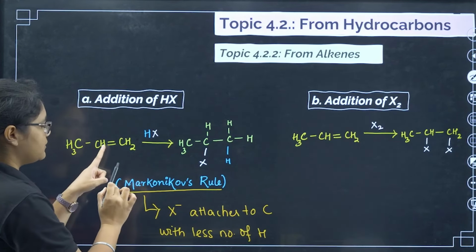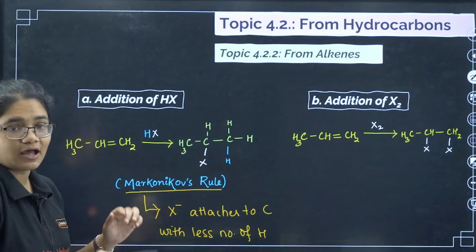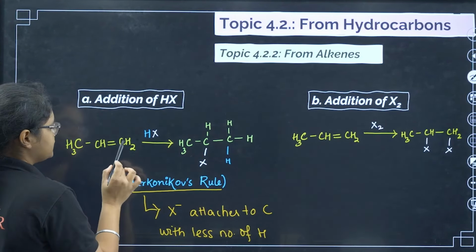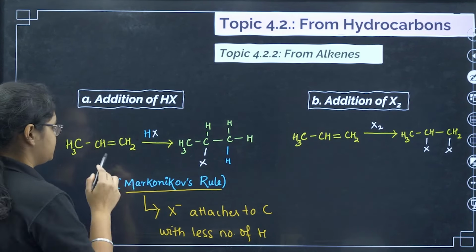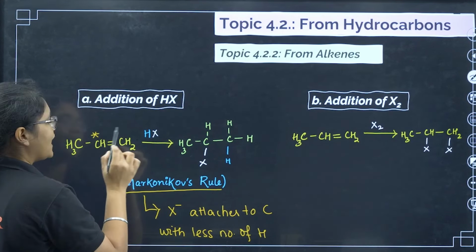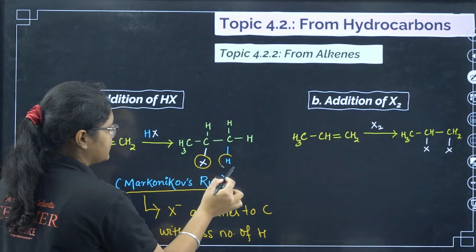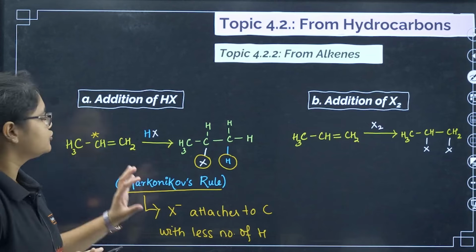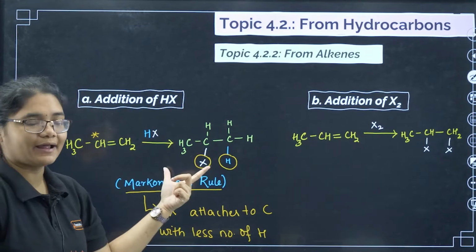Okay, now for example, if you see I have taken propene, and this double bond will break. One double bond will break, and of the two carbons, to one carbon H will be attached, to another carbon X will be attached. Now if you see, here only one hydrogen is there, here two hydrogens are there. So the carbon which is having less number of hydrogen, which one is that? This one, right? To that X will be attached. So this bond will break, H will attach here and X will attach here. Okay, so that is the formula of the product that we have got.